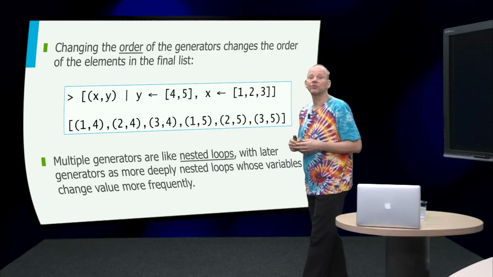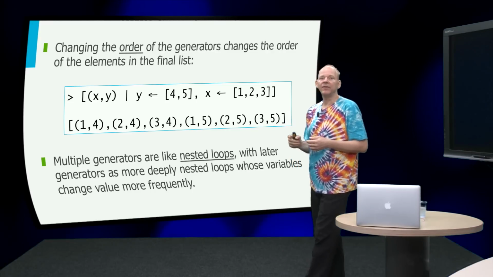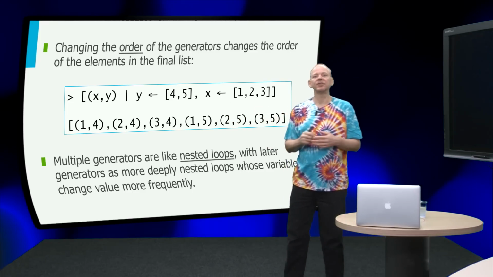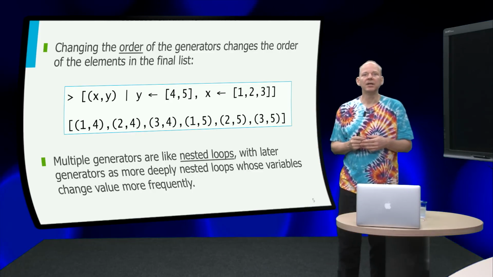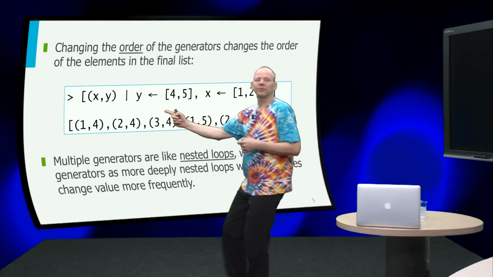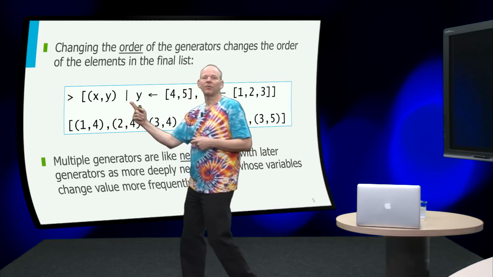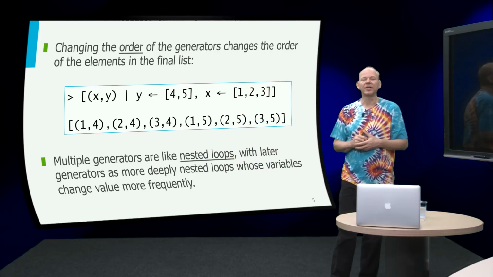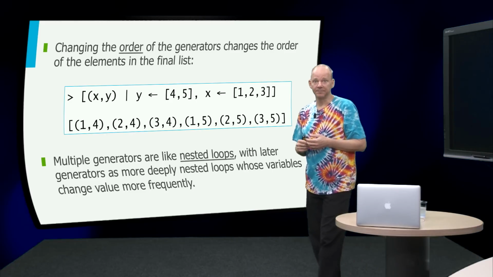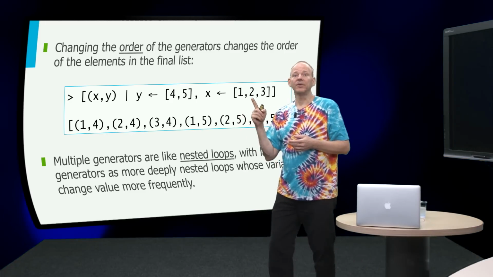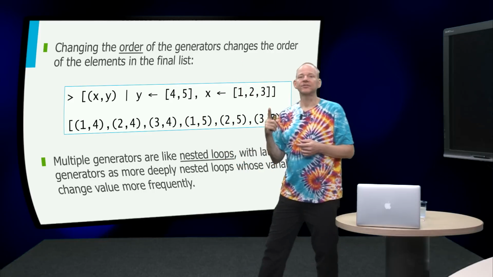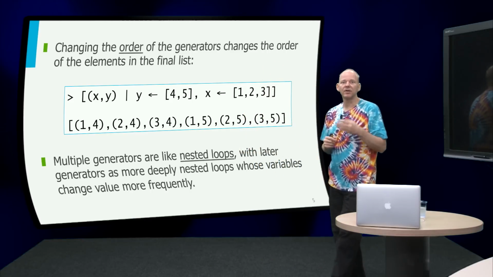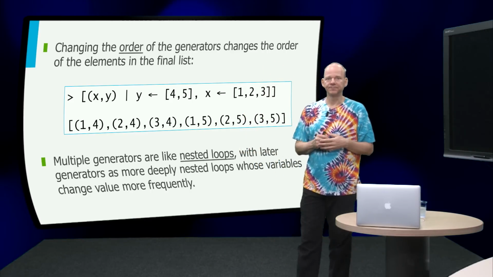So if we swap the order of the generators, then now x varies most quickly because this becomes the inner loop. Notice that we still have x, y here, so we only swap the order of the generators, not the order of the variables. So now instead of y moving fastest, we get the x moving fastest. So the result is 1, 4, 2, 4, 3, 4, etc.